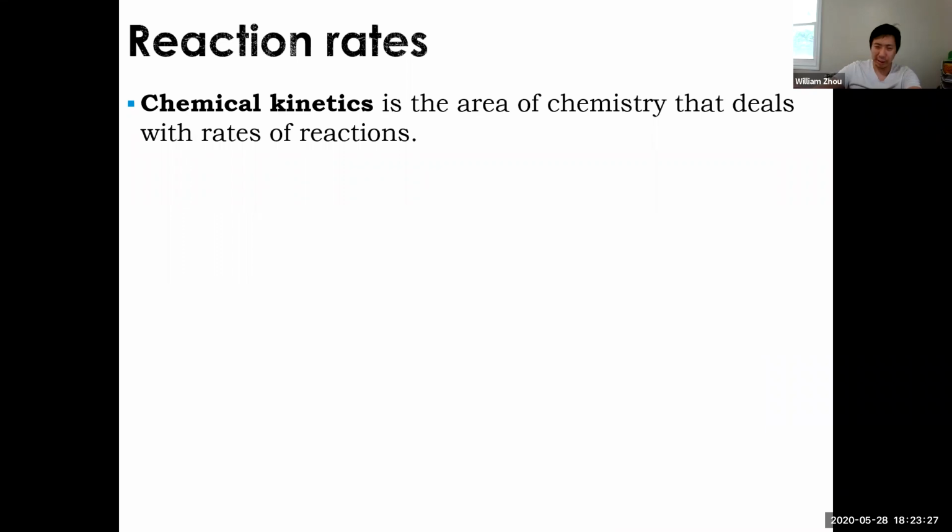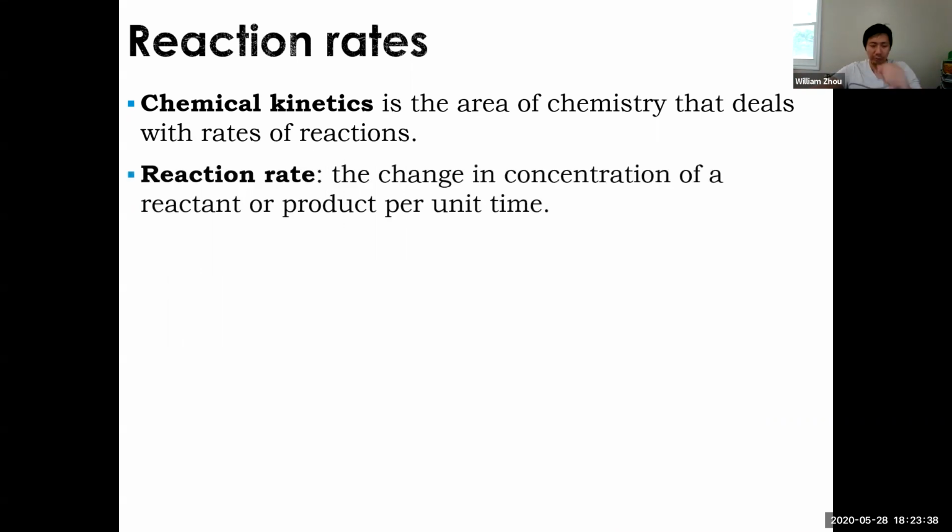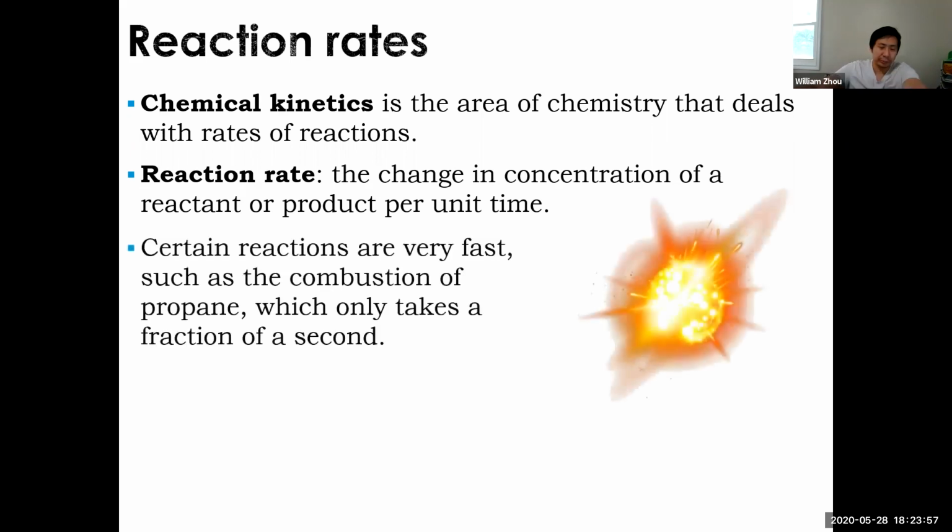So in this section called chemical kinetics, this is the area of chemistry where we get involved with rates of reaction. How fast does a reaction occur? And the reaction rate is just a way of saying a change in the concentration of the reactant or product per unit time. Okay, change in the concentration of reactant or product over change in time.